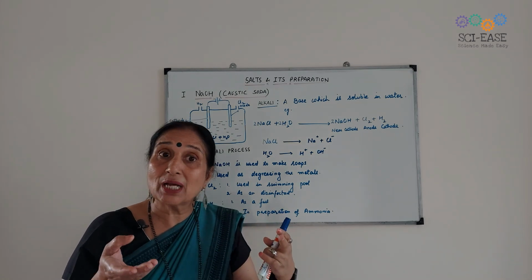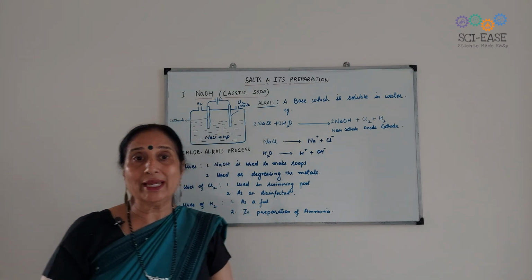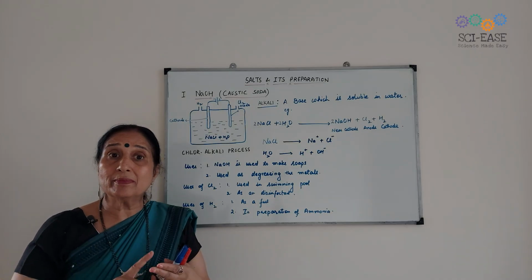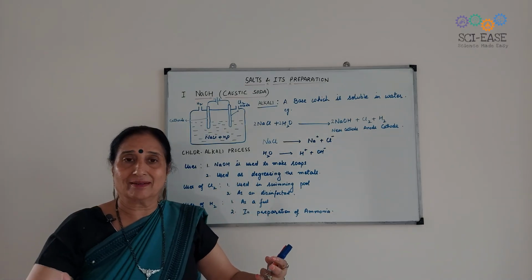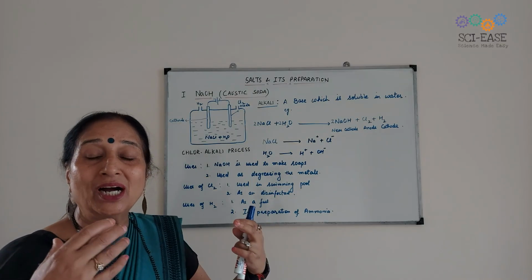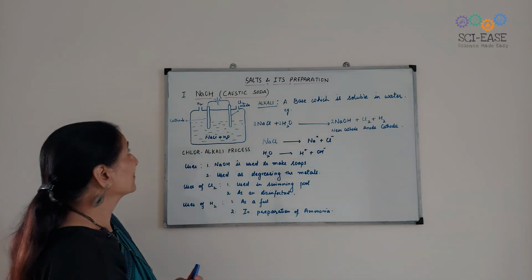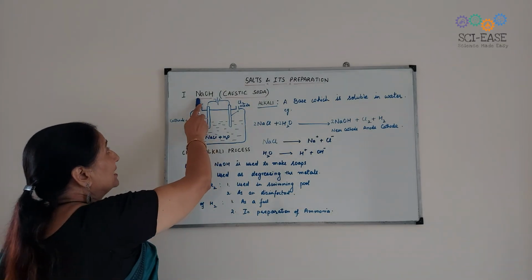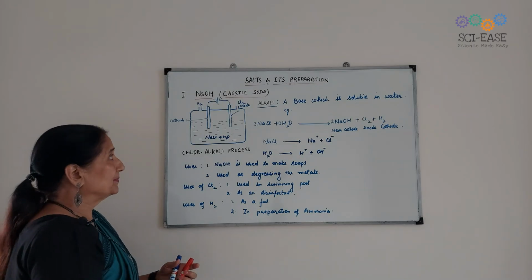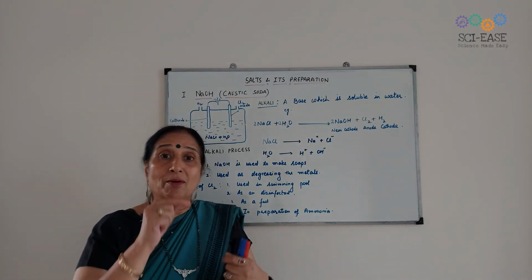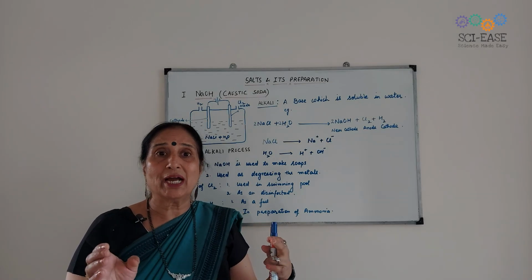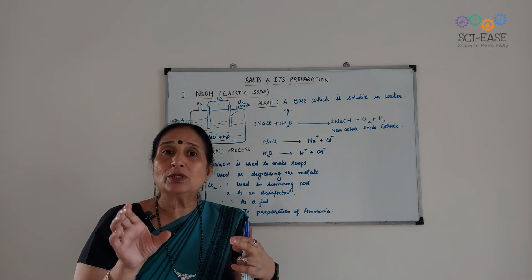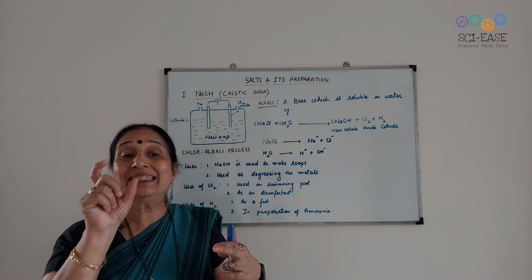So we shouldn't touch sodium hydroxide with our naked hands. We should use gloves. So that is why it's known as caustic, with caution. You have to handle this carefully. Sodium hydroxide has the formula NaOH. Before describing the preparation of sodium hydroxide, I want to tell you about one term.